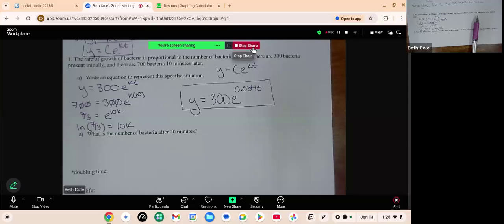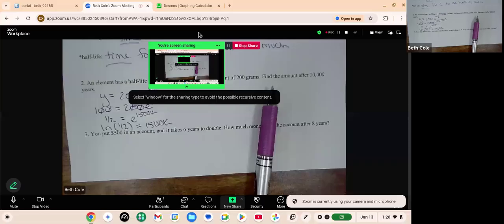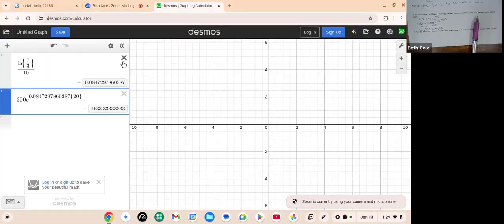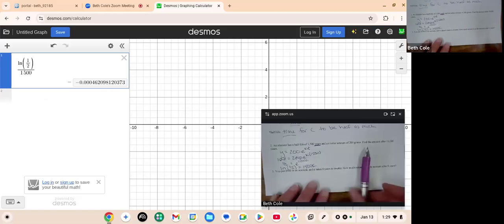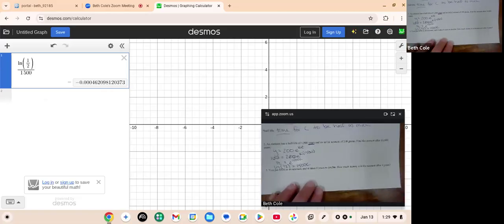Did you guys type it in yet? Should have gotten a really small decimal. Is it negative? Why is it negative? Yeah, you're getting half as much. The amount is breaking down, or the element is breaking down. All right, so ln of a half, and then I want to divide by 1,500. Oh, that is a very, very small decimal. Again, it takes things a long time to break down. Now, that number is not the answer to the question, though. Read, what does it say to find?